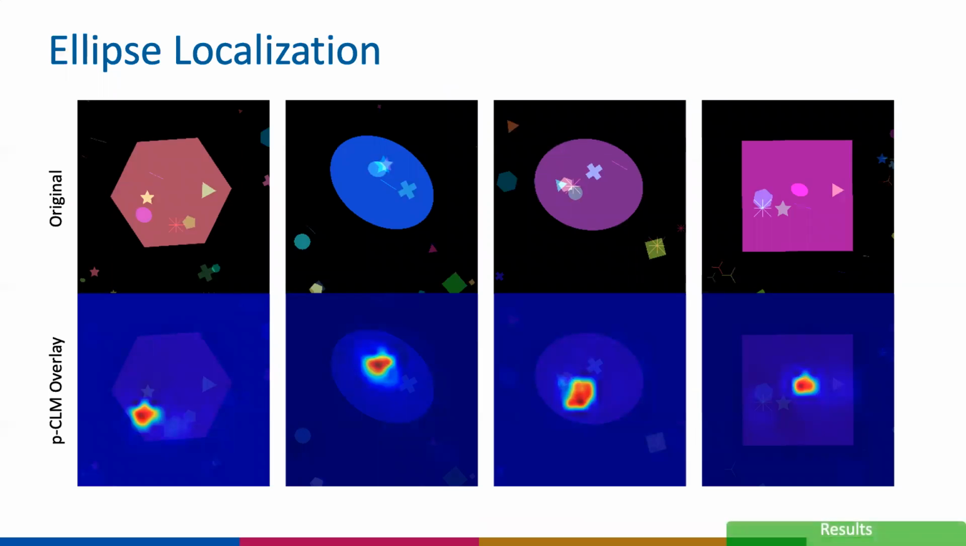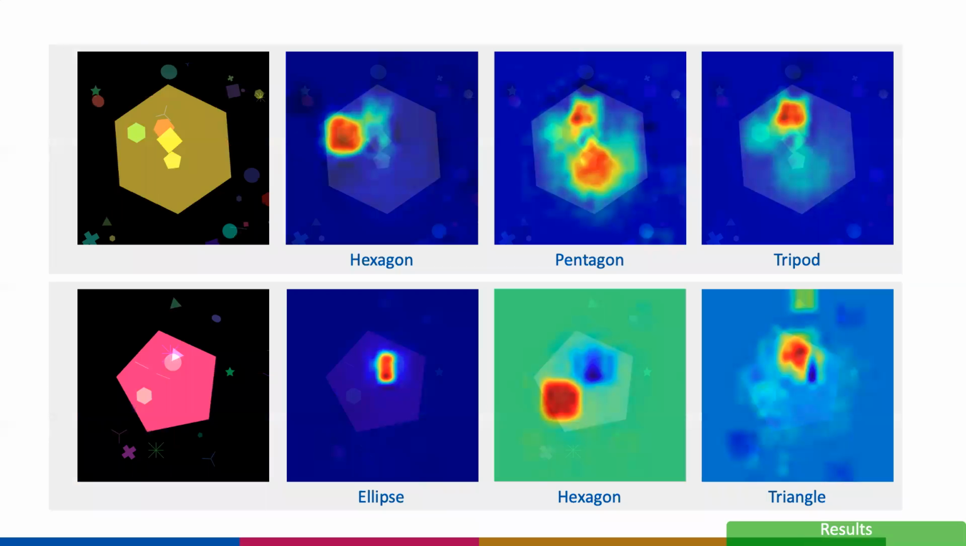Here we can see some results for the localization of the ellipse concept in different images. Each CLM heat map is clearly able to locate the ellipse in the samples. Here we can see 3 different localization maps generated for 2 samples.